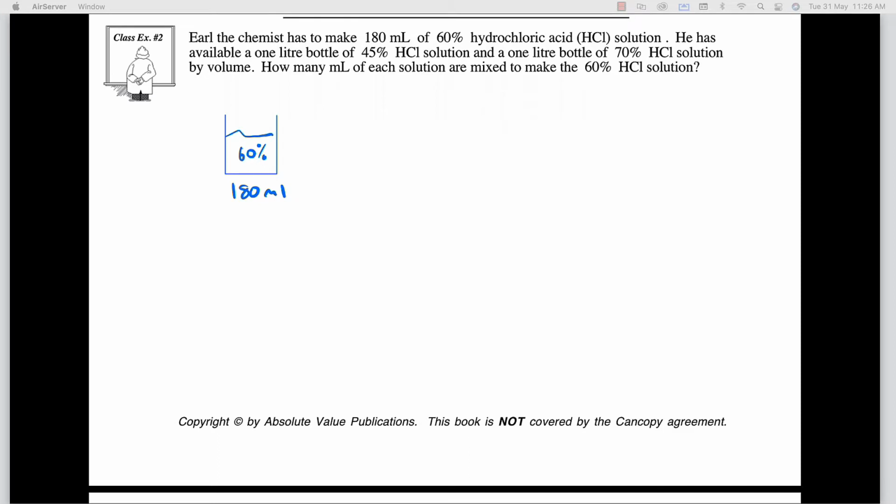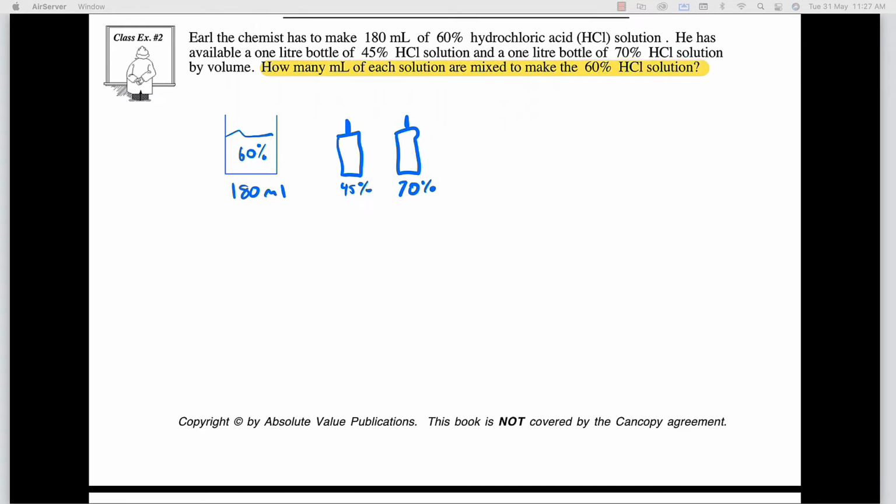Well, he had two bottles. He had one bottle right here and another bottle right here. The first one was made up of a 45% solution, and the other one was a 70% solution, and he mixed them together to get a 60% solution. So we look here, the last question again should allow us to set up our let statements.